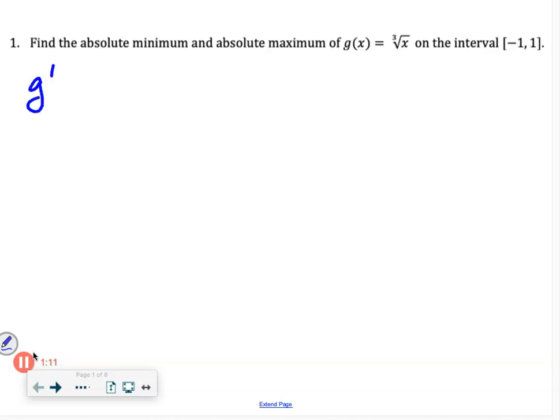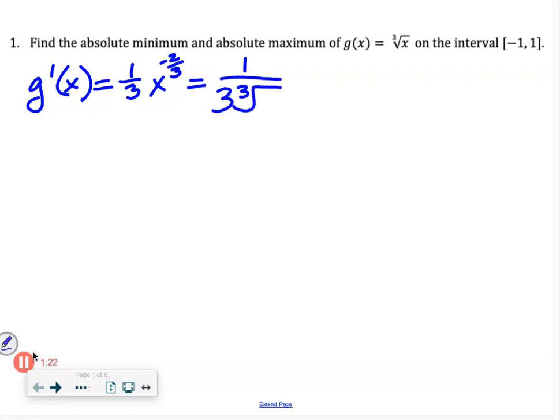All right, so absolute min. First thing we got to do is find our critical numbers. So this is x to the 1/3, so we get 1/3 x to the -2/3, or 1/3 times the cube root of x squared. So the derivative is never 0. Does that mean there's no critical numbers? Critical numbers are where the derivative is 0 or undefined, right? So the derivative is undefined at x equals 0. We have a critical number at x equals 0.